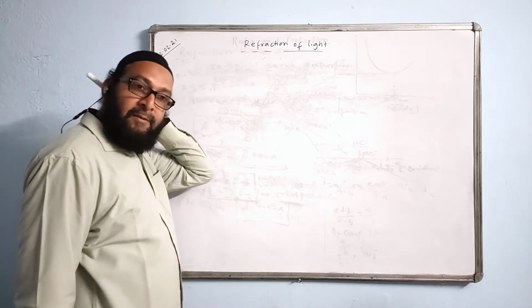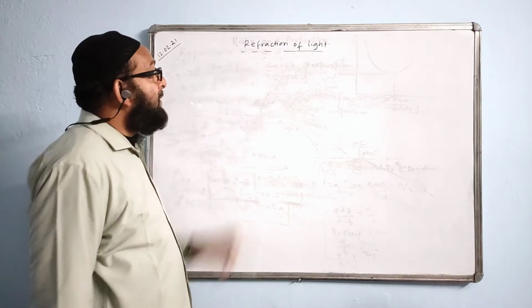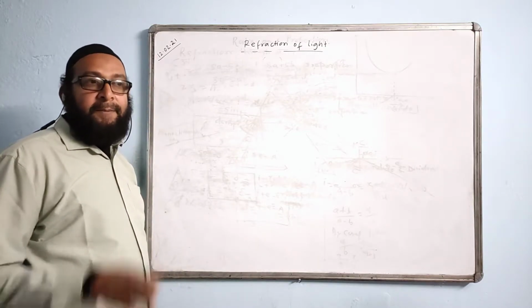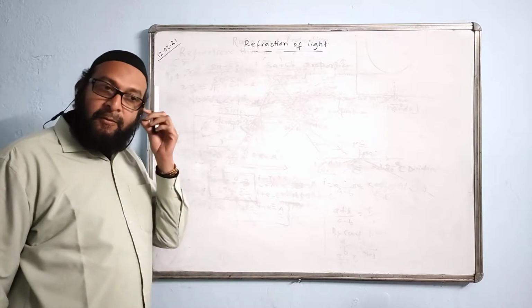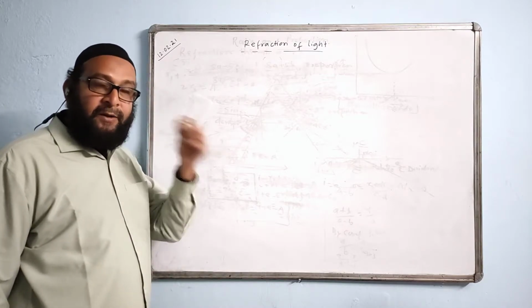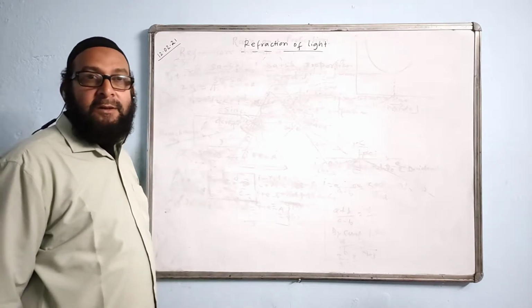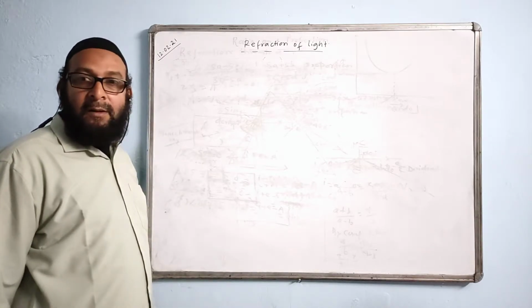Okay, today we'll continue from where I left off last. Refraction of light. Last time I told you that it is the bending of a ray of light from one medium to another medium at the surface. During refraction, the frequency of light does not change. There are two laws of refraction.